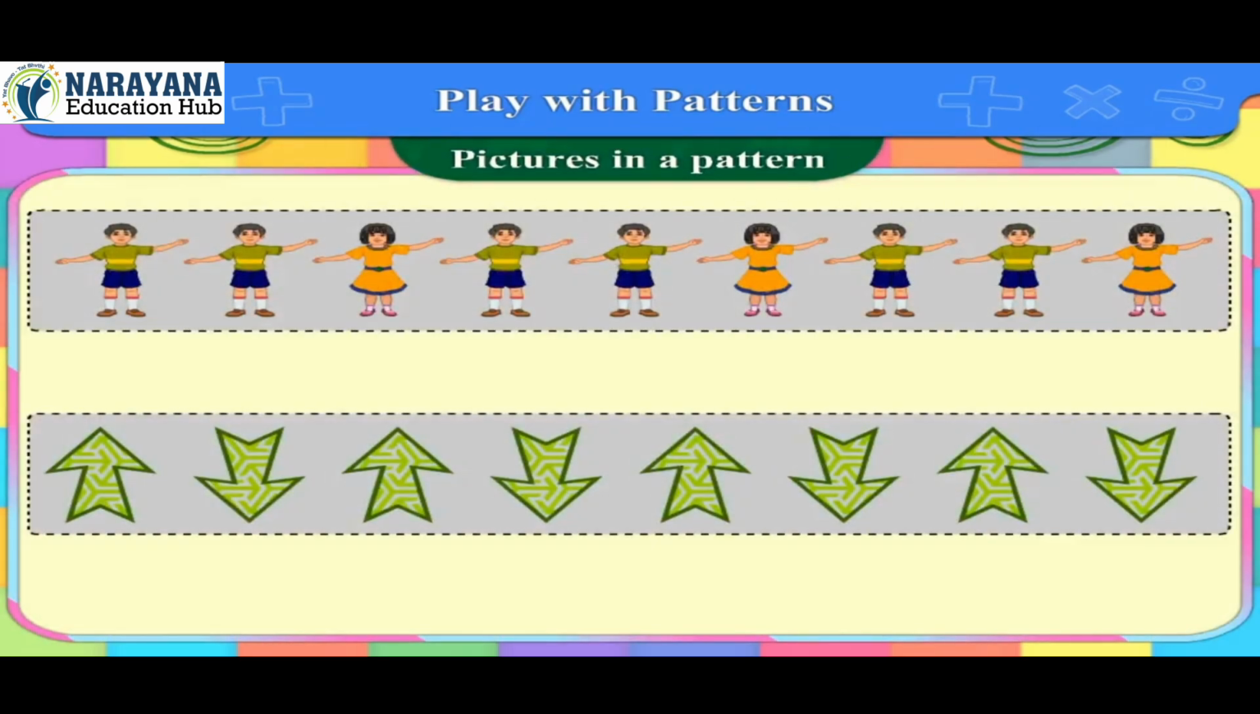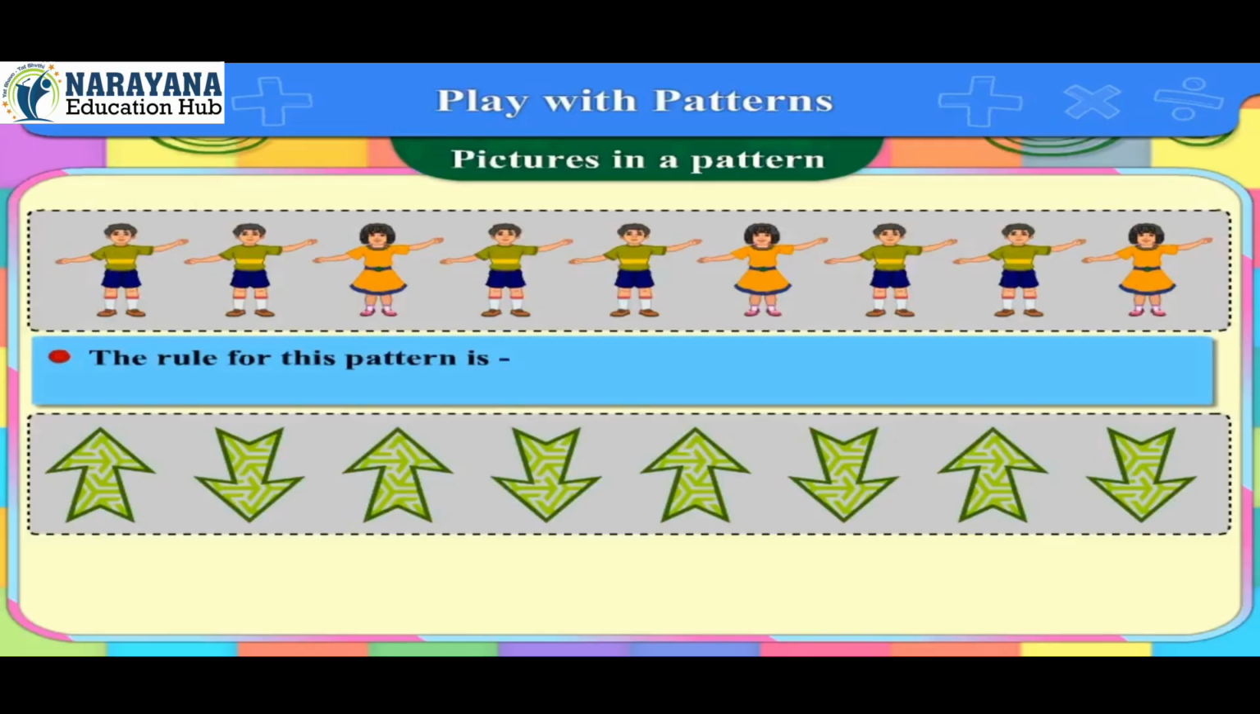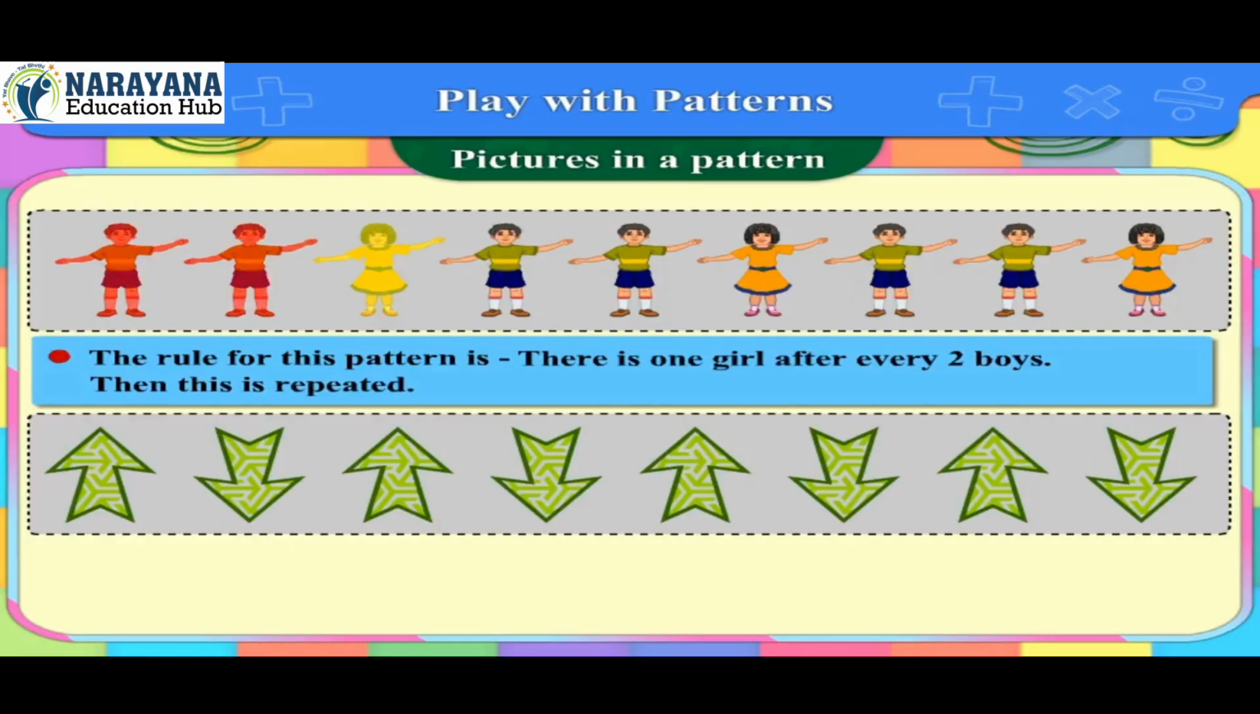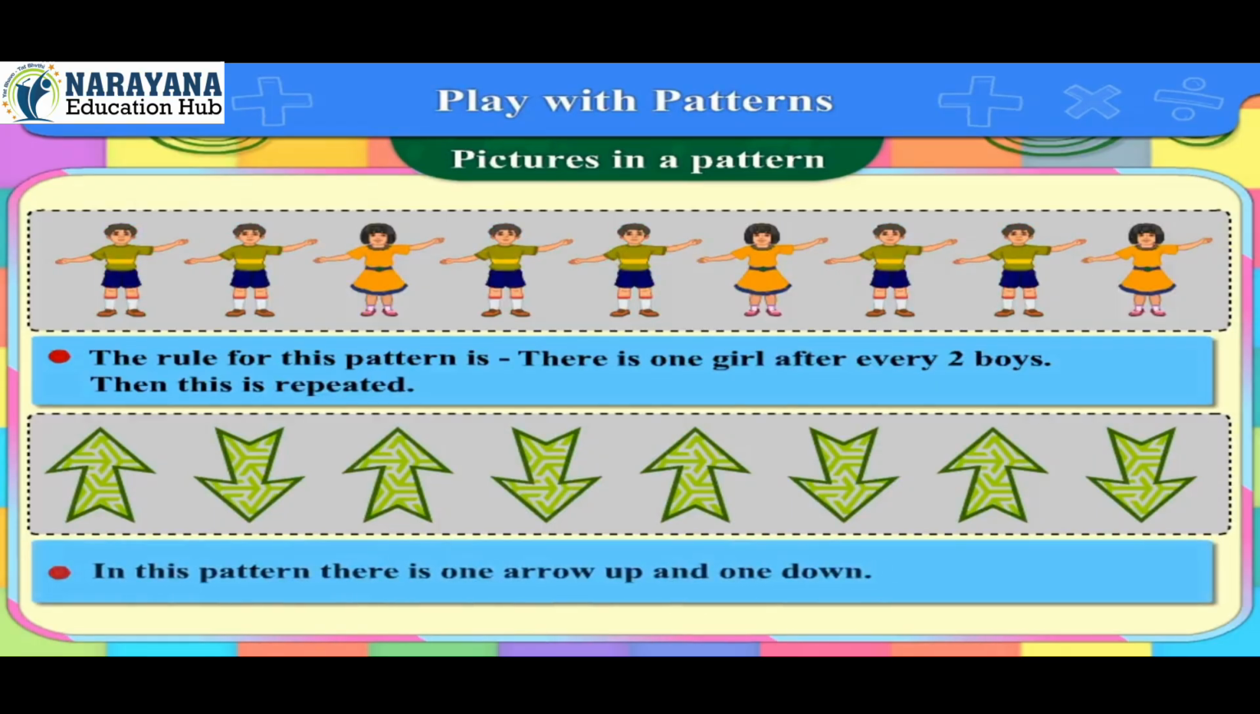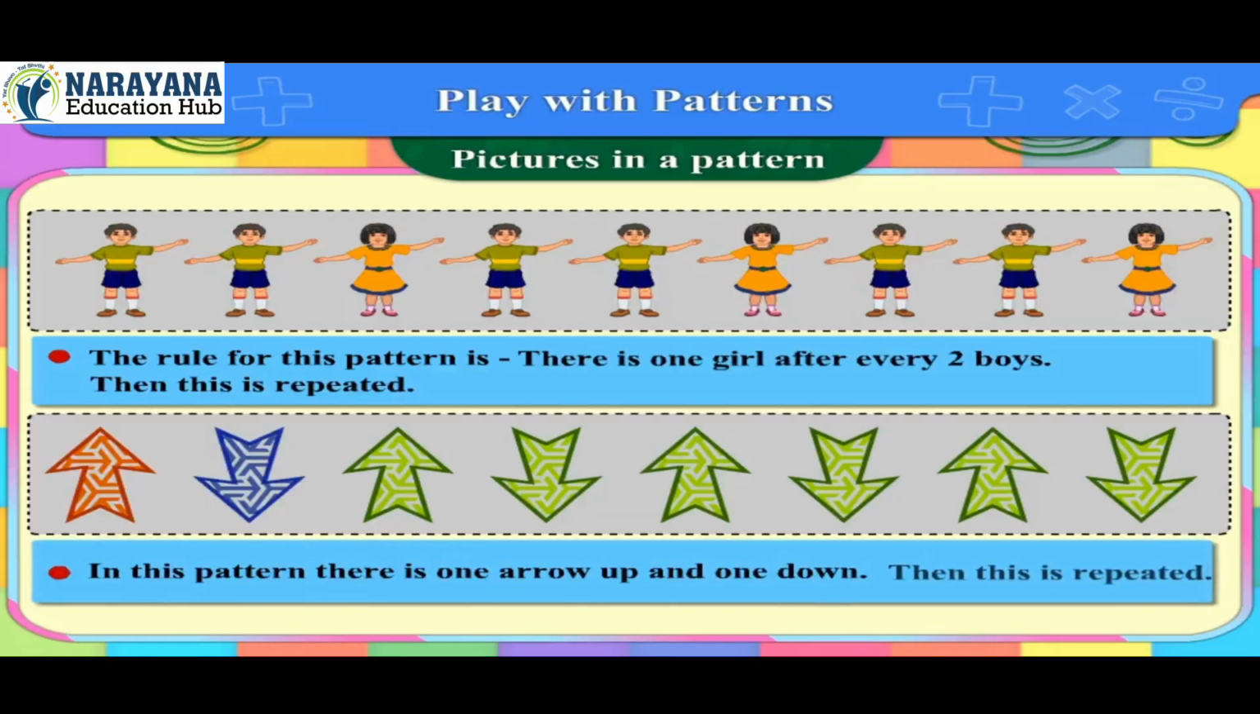Pictures in a pattern. Here some patterns of pictures are made. For every pattern, a rule is used. A rule for this pattern is, there is one girl after every two boys. Then this is repeated. In this pattern, there is one arrow up and one down. Then this is repeated.